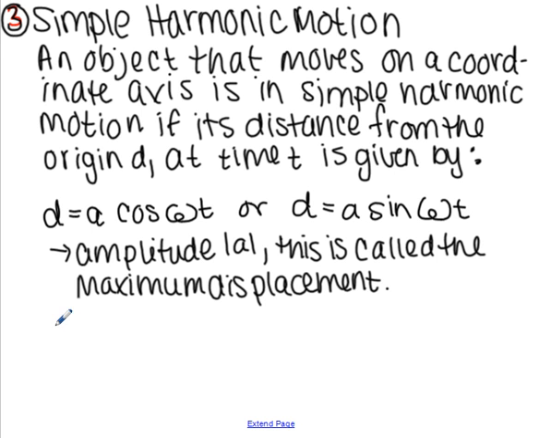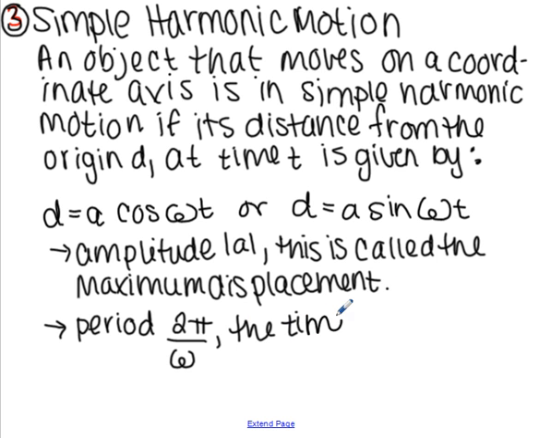Then we have a period of the motion, which is found the same way the period is when we were graphing sine and cosine. And the period is 2 pi over, in our case it's no longer B, it's an omega. And in regards to the motion, what does this mean? Well, the period gives us the time it takes for the motion to go through one complete cycle.